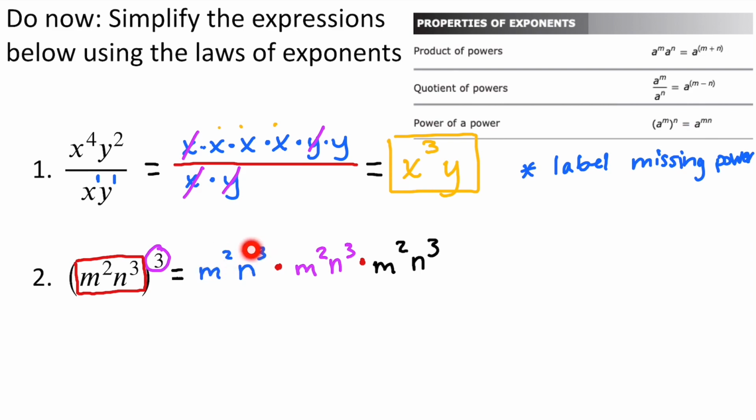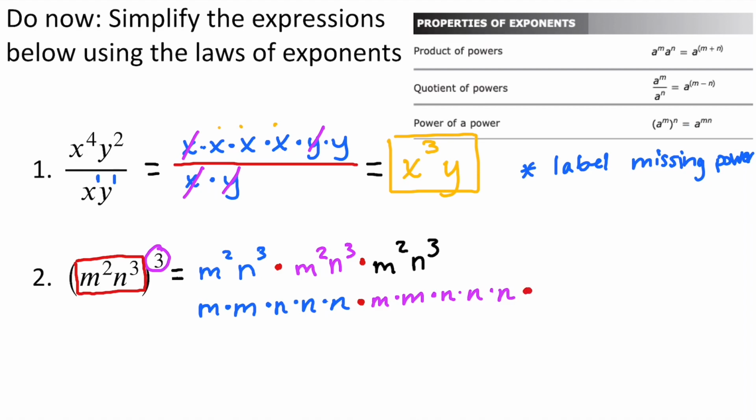Now each of these individual parts can be broken down even more. m to the second power tells me to write out 2 m's, and n to the third power tells me to write n 3 times. Then we've got m to the second power again, so that's 2 m's, and n to the third power, 3 n's.